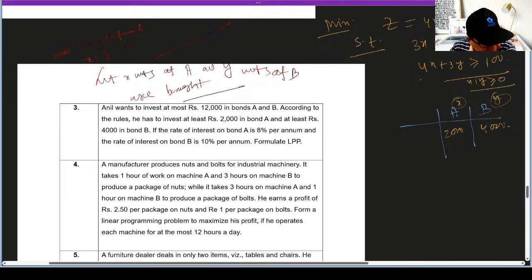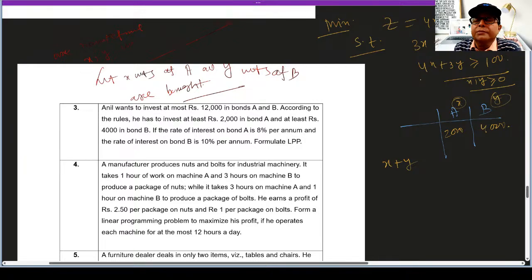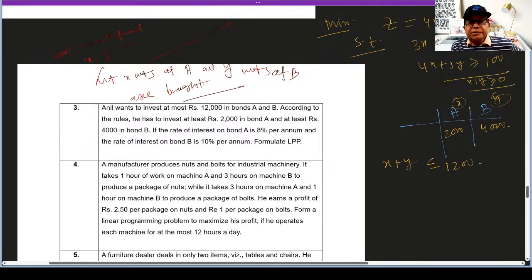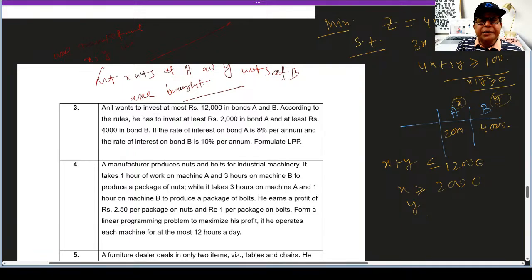So how do you express that mathematically? That at most 12,000, no? So note that statement. Total is at most 12,000, not more. So write x plus y less than or equal to 12,000, isn't it? Because total amount is invested that way only. Now, the next condition is that x minimum 2000. So, x greater than or equal to 2000 and y greater than or equal to 4000.